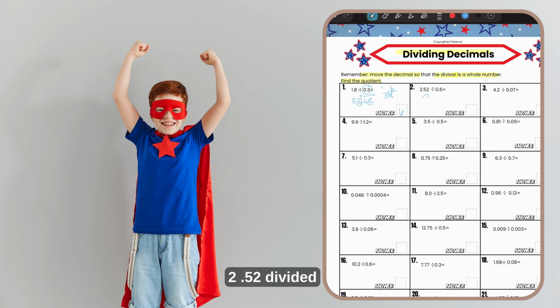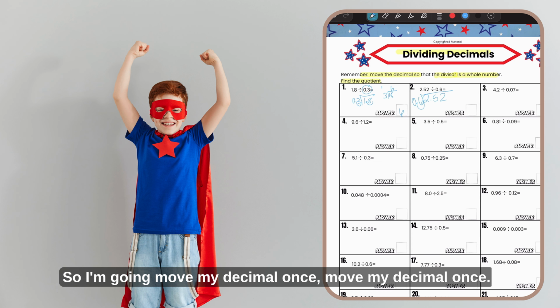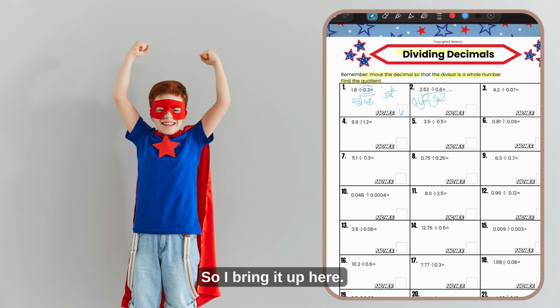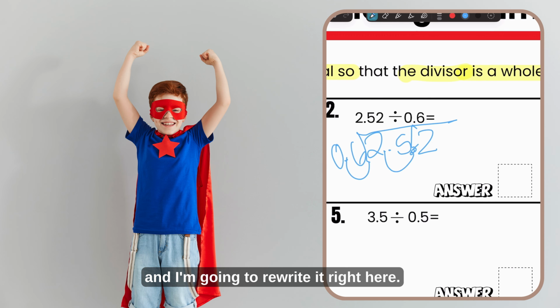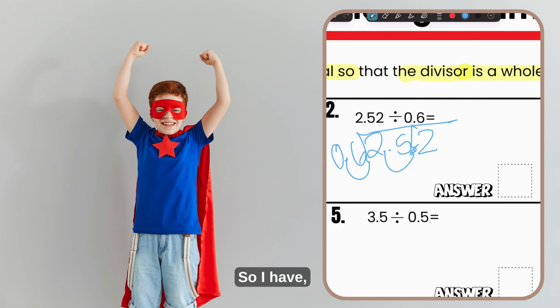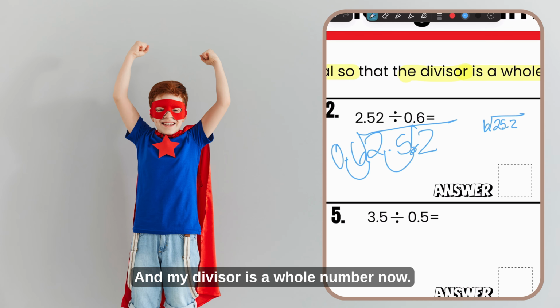Number 2, 2.52 divided by 0.6. So I'm going to move my decimal once. I bring it up here, and I'm going to rewrite it right here. So I moved the decimal once, so now it's 25 divided by 6. And my divisor is a whole number now.